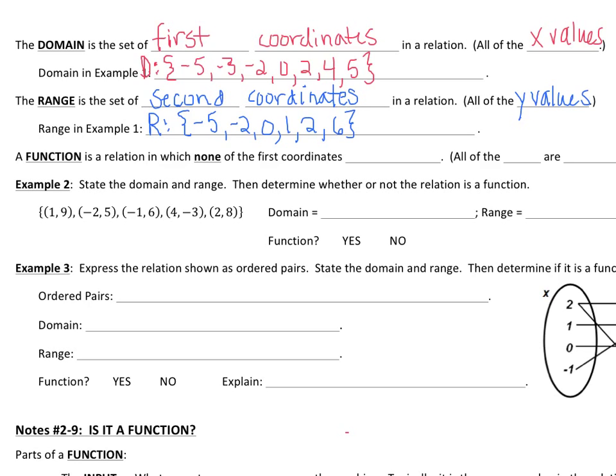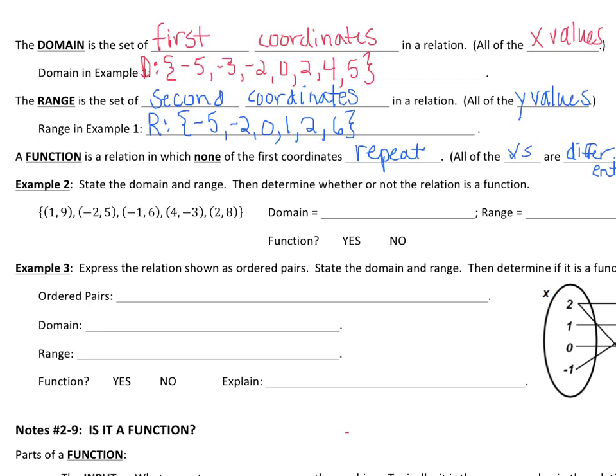Okay, a function. A function is a relation in which none of the first coordinates repeat. In other words, all of the x's are different. And I'm running out of room, so I'm just going to abbreviate that. Different. I'll put it down here.